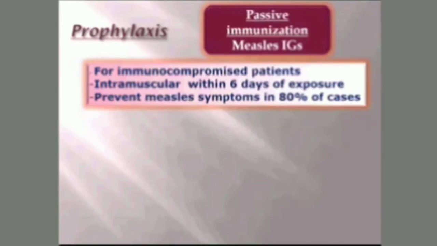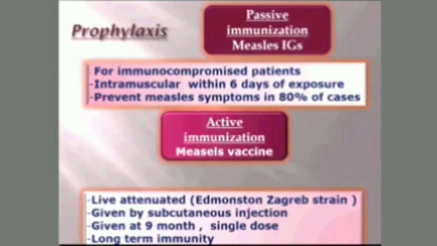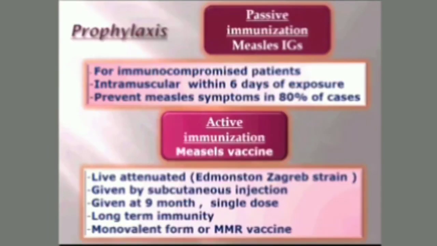Measles also has a live attenuated vaccine, and it is given to children in the universal immunization schedule, and it is protective for lifelong. A single dose is sufficient, but sometimes it requires passive immunization also, and that is because it causes suppression of immunity. So for immunocompromised patients, it is given by intramuscular injection within 6 days of exposure, and it prevents the severe manifestations or the complications of measles in 80% of cases, that is, by measles antibody.